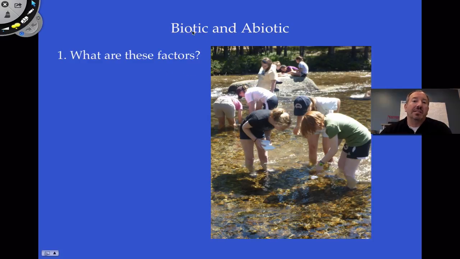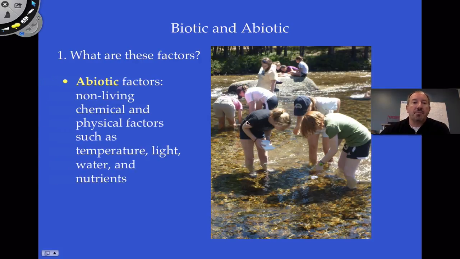And then the biotic would be what? What interactions? In other words, who's eating who? In other words, predator-prey relationships. You could be looking at symbiotic relationships between organisms in the river. Or you could be looking at competitive issues between organisms. And so ecology is considering all of these things. It's considering the interaction between organisms, the non-living and the living.